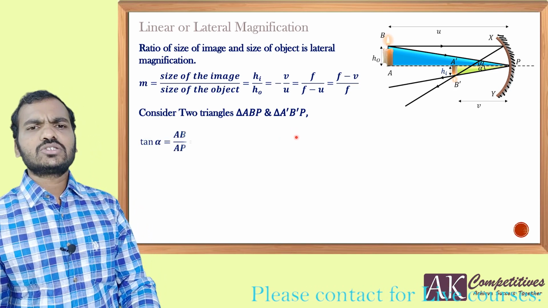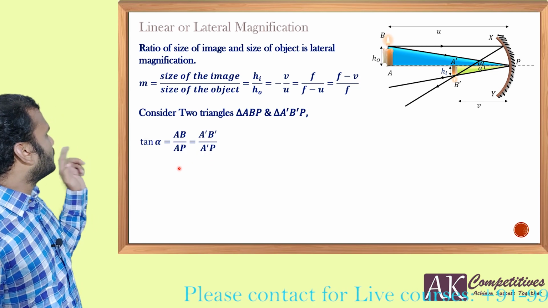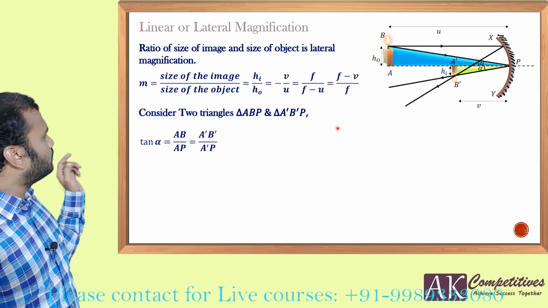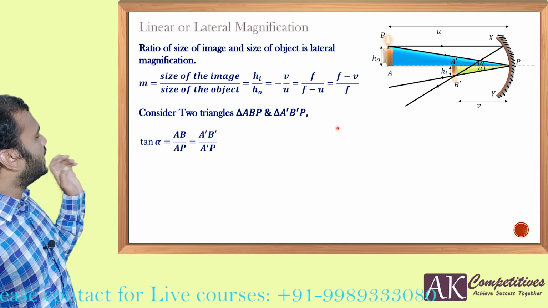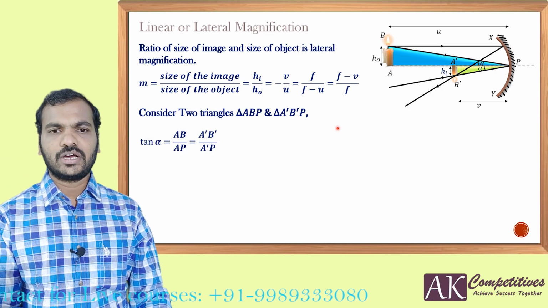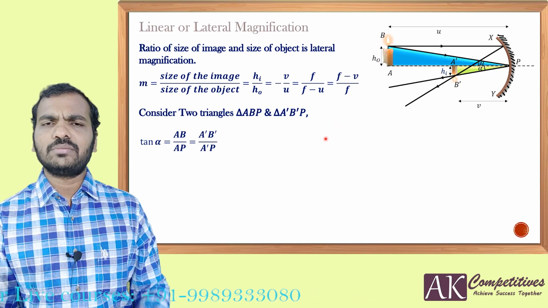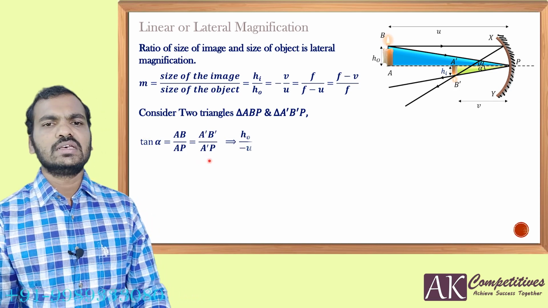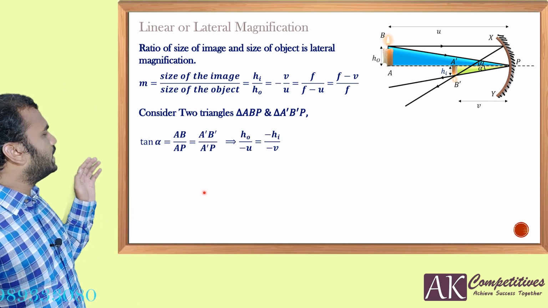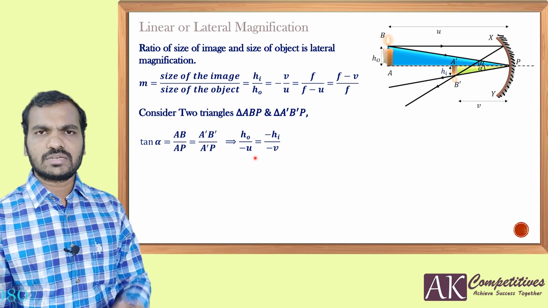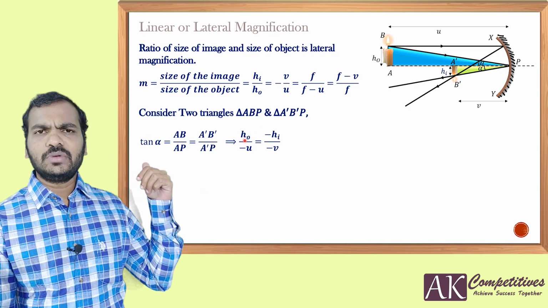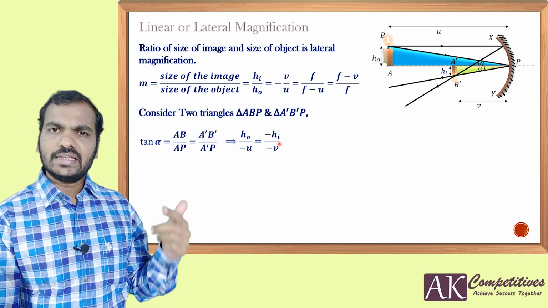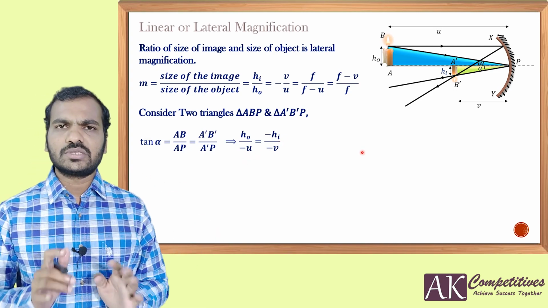And then from these two triangles, write the equation for tan alpha. How are you going to write it? Tan alpha is equal to AB divided by AP, and that is also equal to A'B' divided by A'P. Are you able to understand? Now from the diagram, substitute by using the sign convention. What is AB? What is AP? And what is A'B' and what is A'P? Then h0 is going to be AB, minus u is going to be AP, and minus hi is A'B', because we are using the sign convention properly.